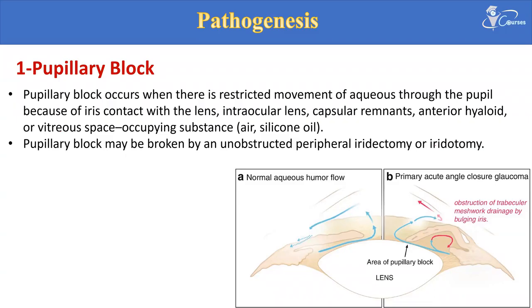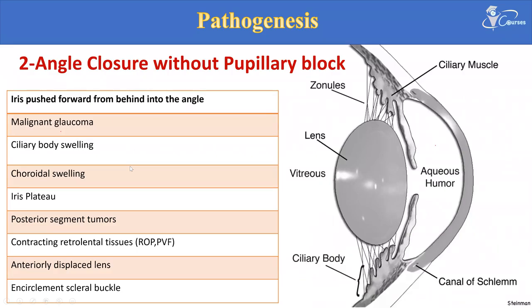So this is one mechanism. What are the other mechanisms? The second mechanism is angle closure, but without pupillary block. So why could an angle closure without pupillary block happen?